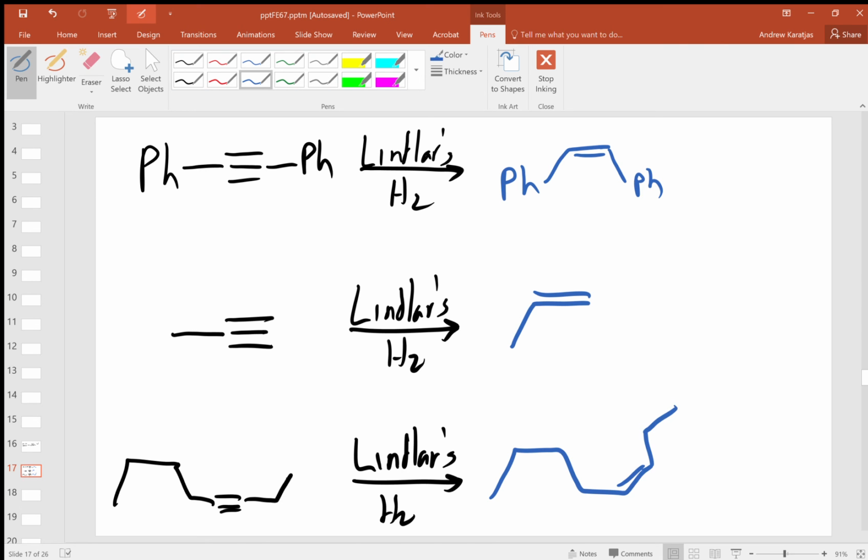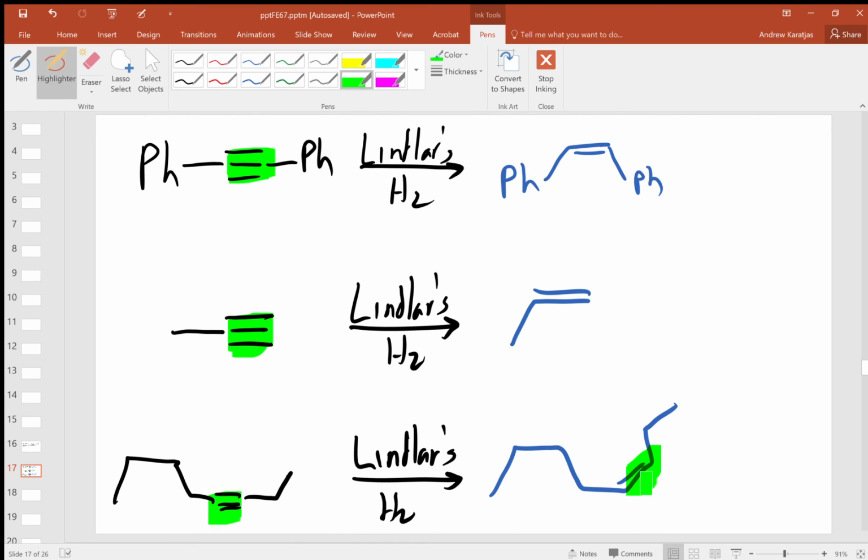And so you can see in each of these three cases, we started with an alkyne, and that alkyne ends up as a cis alkene.